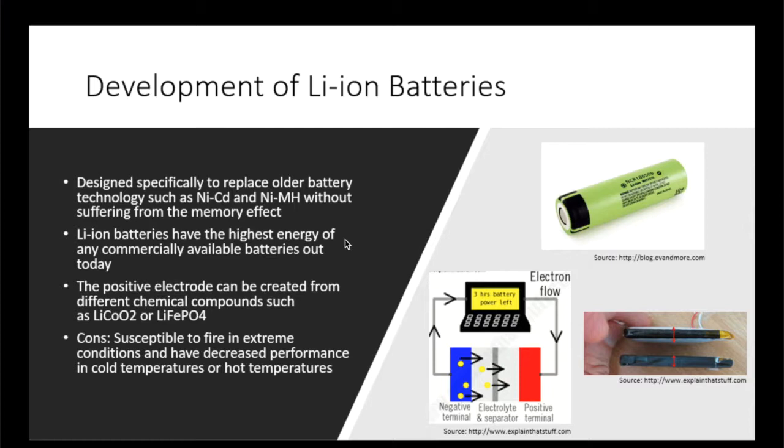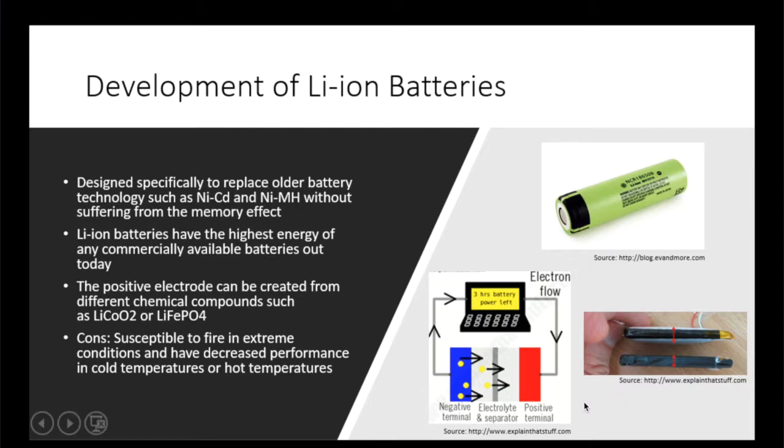Alright, now we're going to talk about the development of different types of batteries. First up is lithium-ion batteries. These were designed specifically to be a direct replacement by having a similar voltage per cell to replace nickel cadmium and nickel metal hydride batteries, but also being more energy dense. These batteries currently have the highest energy density of any commercially available batteries. They're very widely used in modern electronics to power cell phones and electric vehicles.